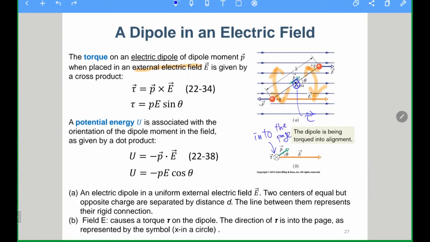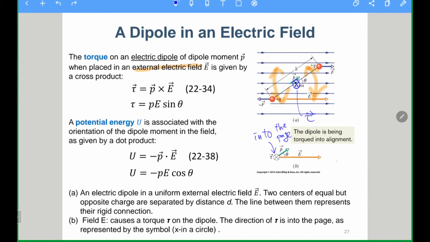Starting from chapter 28, as we learn about the magnetic field, we will frequently use the cross product. But in the electrostatic part, we seldom use the cross product. Here is the exception: for the torque, we still need to use the cross product.